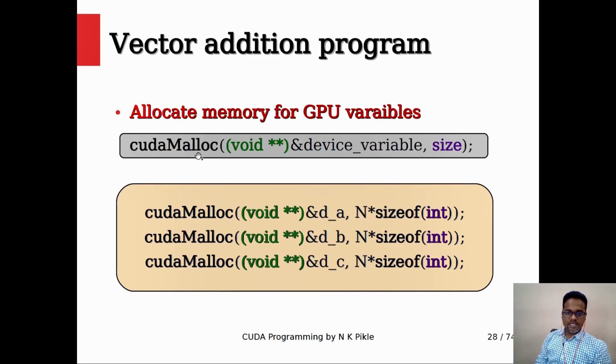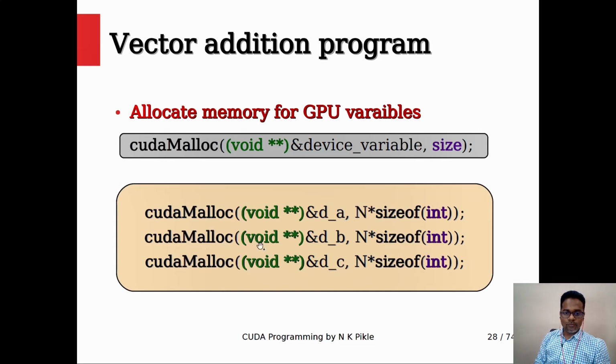This cudaMalloc function accepts 2 arguments. One is the device variable by which we are going to refer to that memory, and the other is the size, that means the amount of memory we are going to allocate. Here we have to allocate memory for 3 arrays A, B and C, and for that reason we will be calling cudaMalloc 3 times. For the first call, I'll pass the address of the variable d underscore a, and then the total size of memory that I'm interested in allocating.